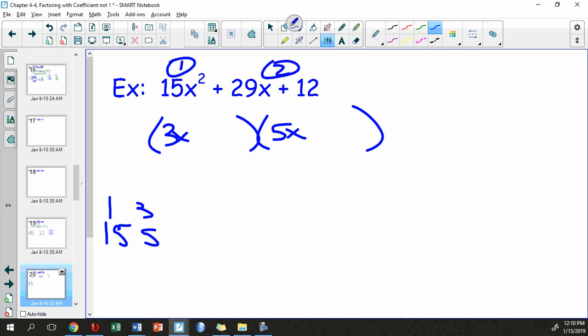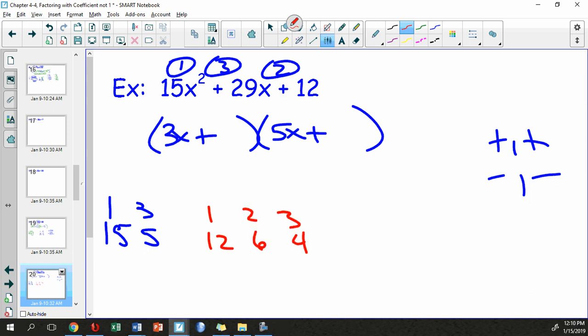Step 2, I need to have a positive outcome. What's that say about my signs? They're either plus, plus, or minus, minus. How do I determine? So I need plus, plus. Those are not going to change. Factors of 12, 1 and 12, 2 and 6, 3 and 4. What should you use? Try 3 and 4 first.